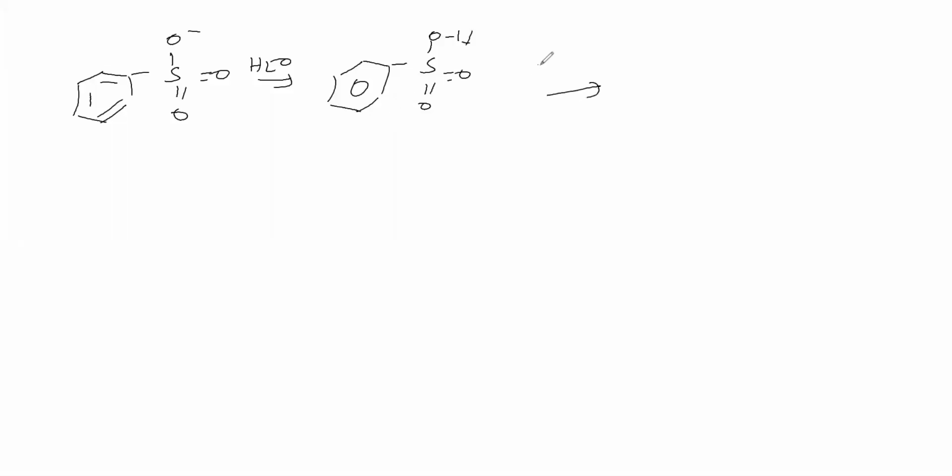Benzene sulfonic acid is treated with sodium hydroxide. What we get is sodium phenoxide. We can call this sodium phenoxide. So how does benzene sulfonic acid give sodium phenoxide? That we will see.